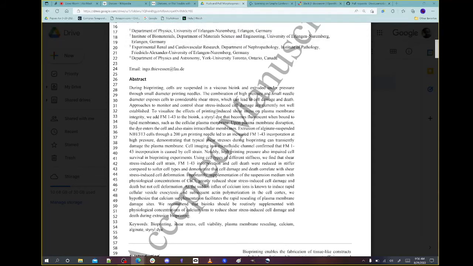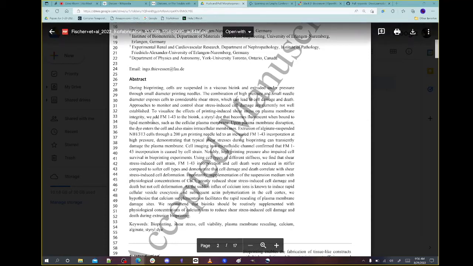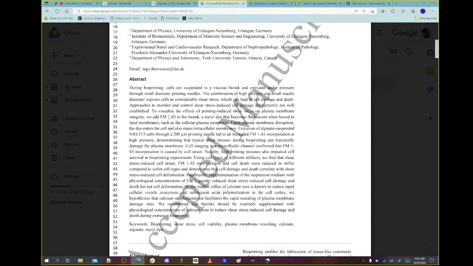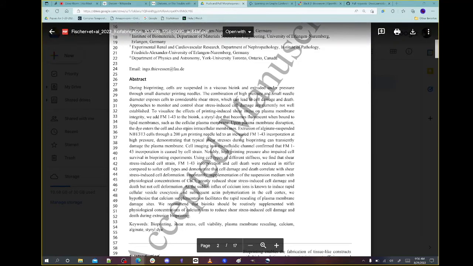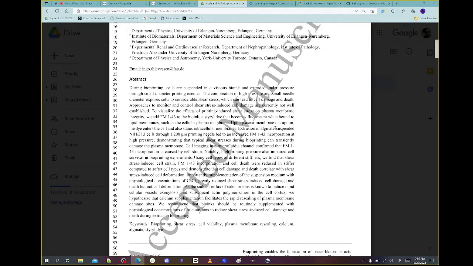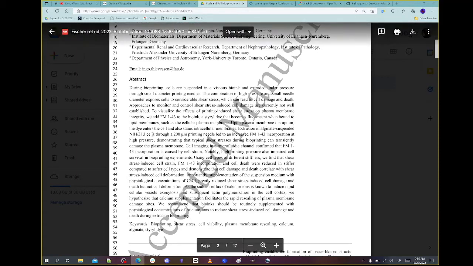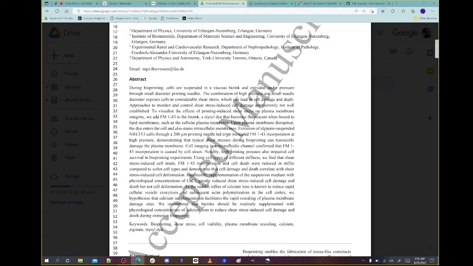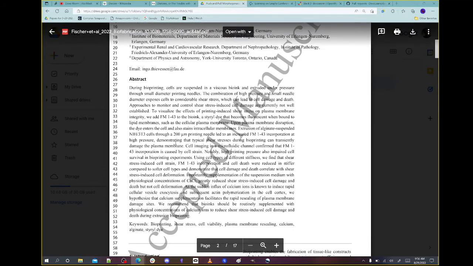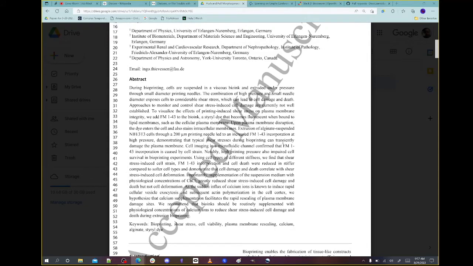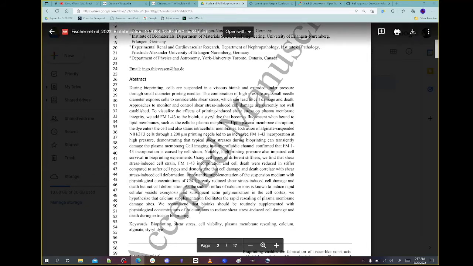To visualize the effects of printing-induced shear stress on plasma membrane integrity, we add FM143 to the bioink, a styryl dye that becomes fluorescent when bound to lipid membranes, so does the cellular plasma membranes. Upon plasma membrane disruption, the dye enters the cell and also stains intracellular membranes. Extrusion of alginate suspended cells through a 200 micron printing needle led to an increase in FM143 incorporation at high pressure, demonstrating that typical shear stresses during bioprinting can transiently damage the plasma membrane.